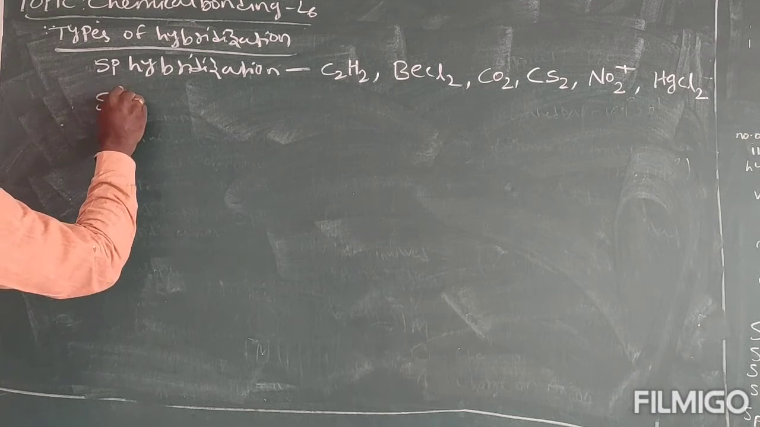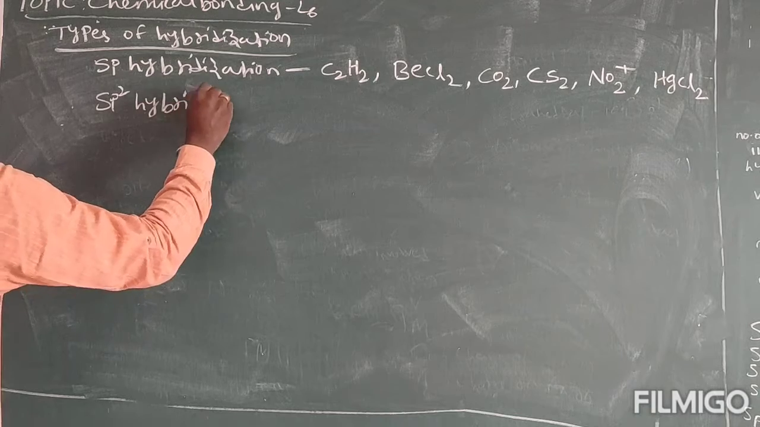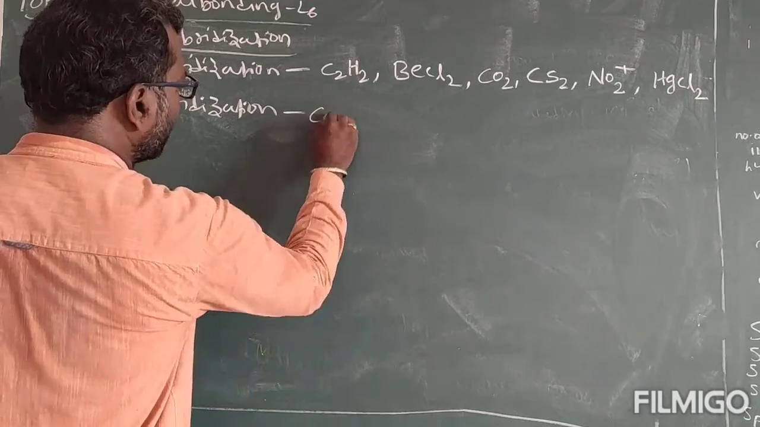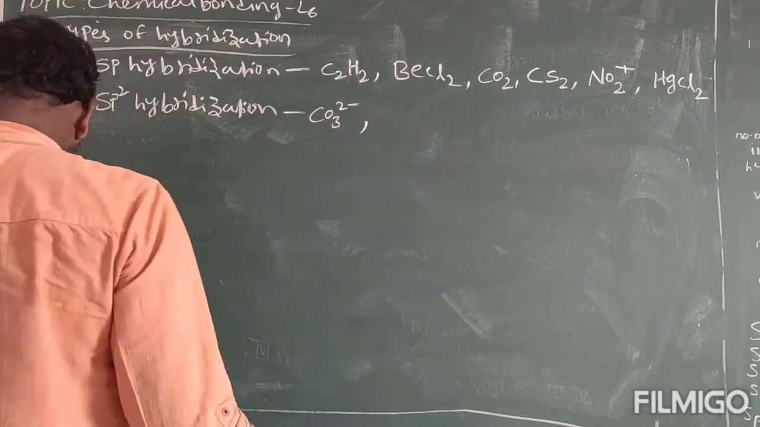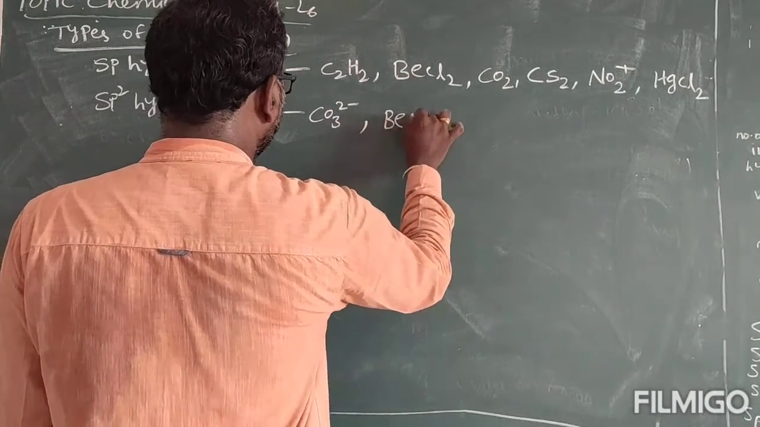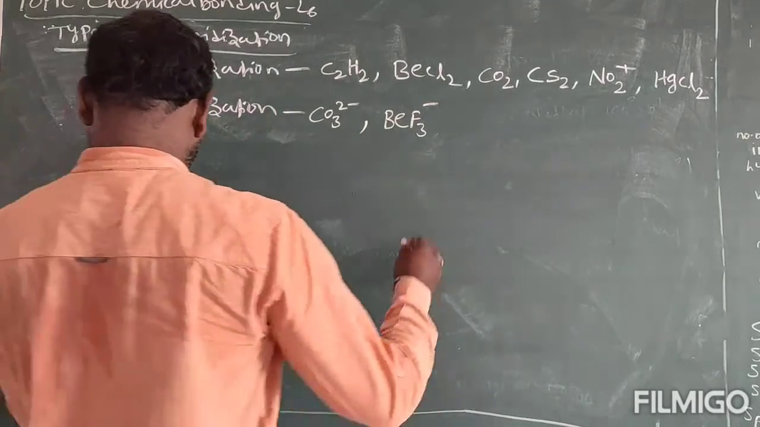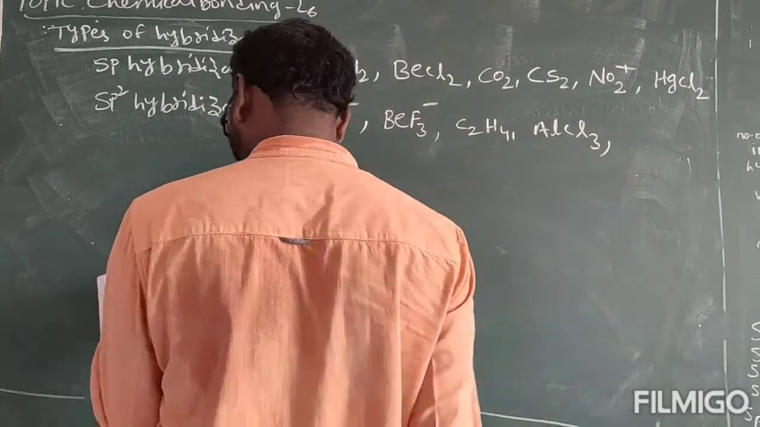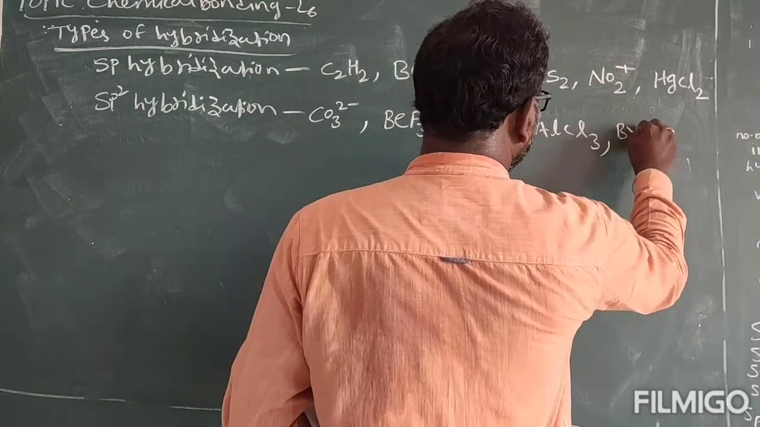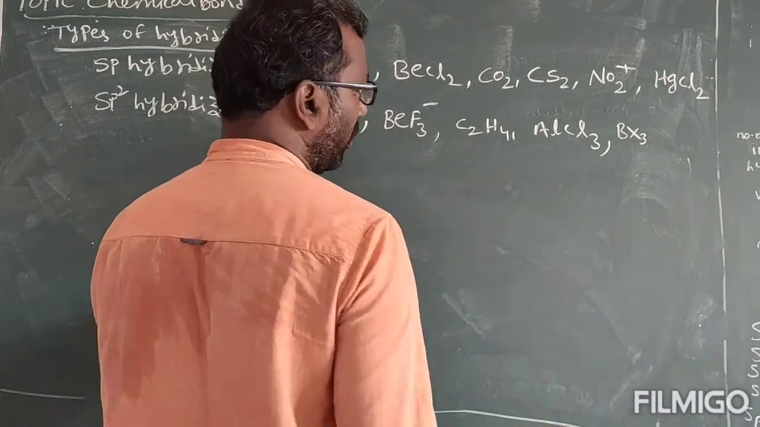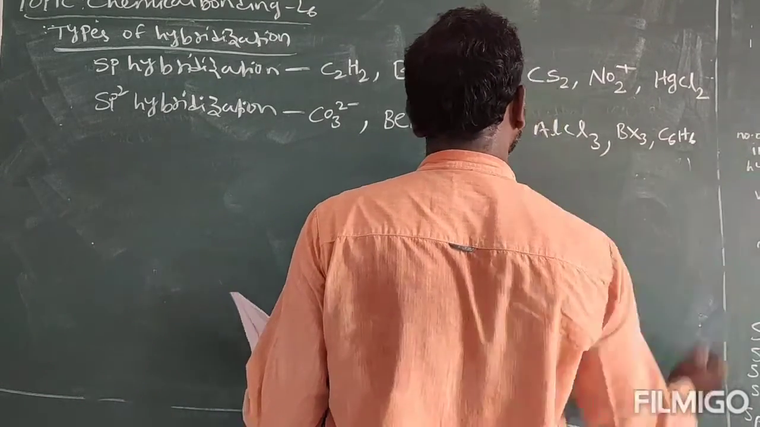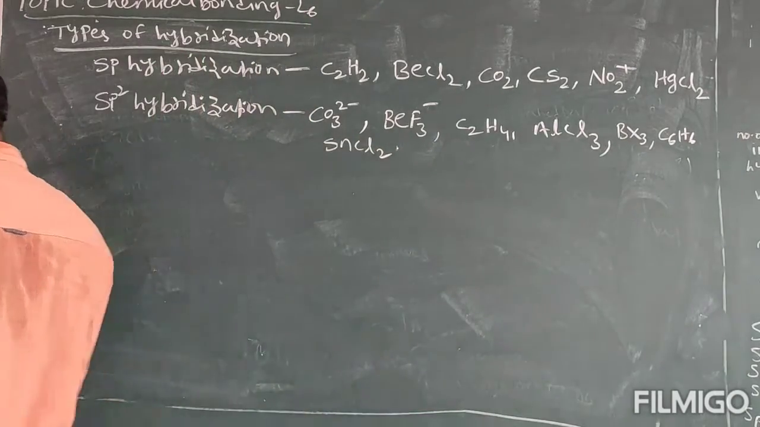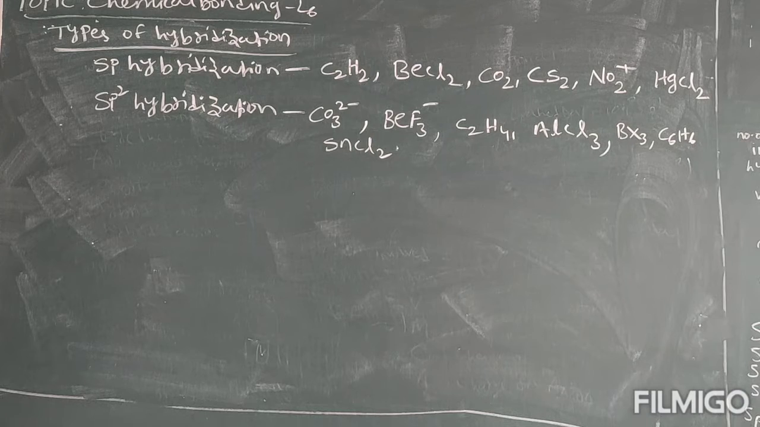And sp2 hybridization: the molecules which undergo sp2 hybridization, examples are CO3 2 minus, BeF3 minus, C2H4, AlCl3, BX3 meaning any such compound, C6H6 and SnCl3. These are the ones which undergo sp2 hybridization.